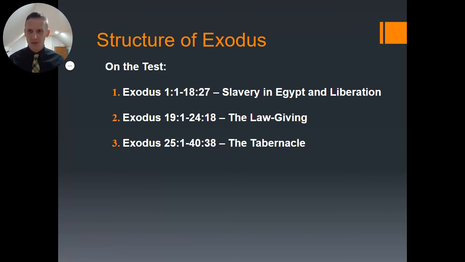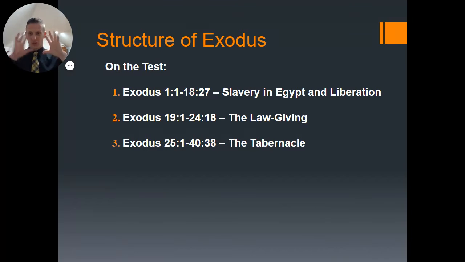Now, there's going to be a large span of years in the middle that we're not going to get any story about, but it's going to pick up right where Genesis left off, really indicating this is really one story. Now, notice I've said on the slide here, it's structure of Exodus, and then I've noted what's on the test.